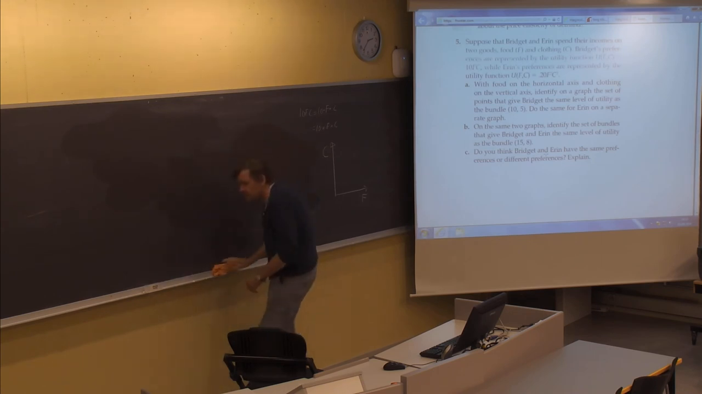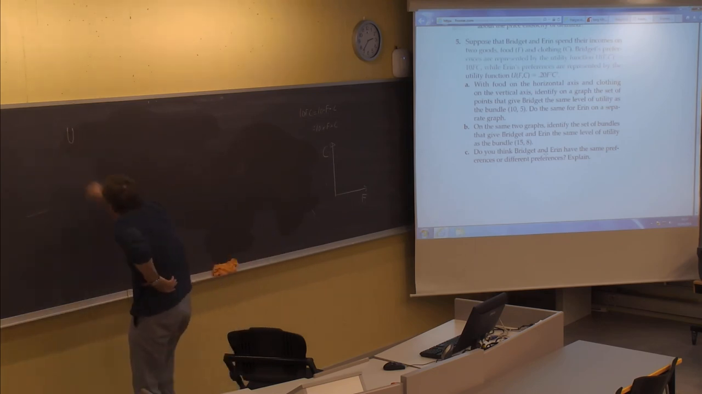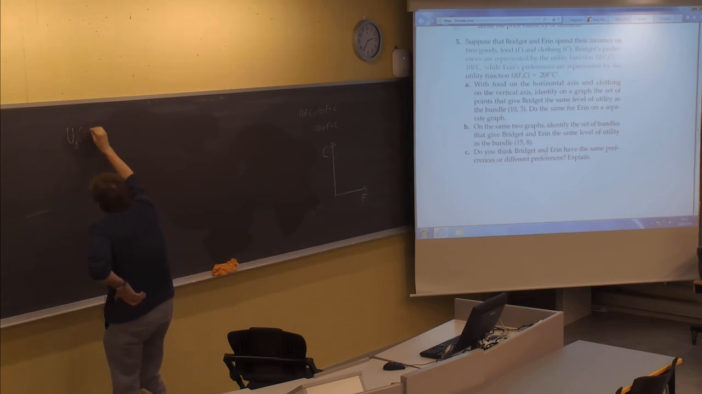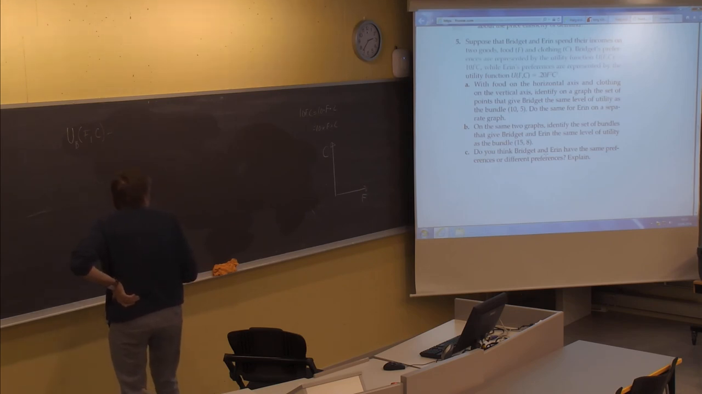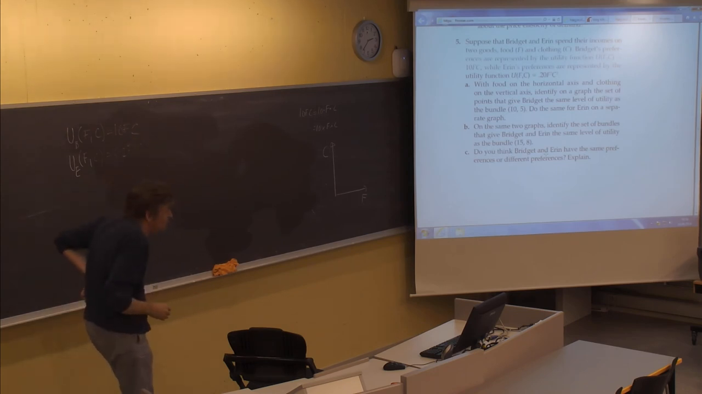So let me just make some space here. We had one utility function for Bridget, let's call that UB. It had arguments F, C, and it was equal to 10FC. And we had another utility function, which was on behalf of Erin. Same arguments, but a different function, 0.2F²C². That was the given information.